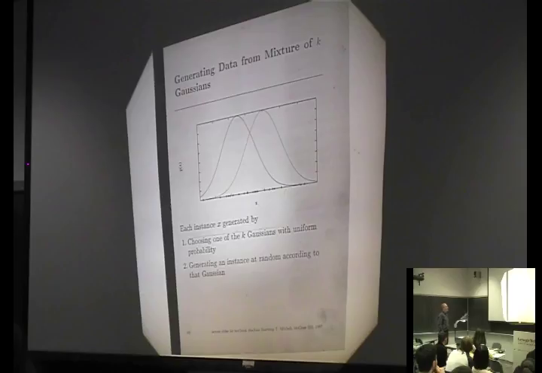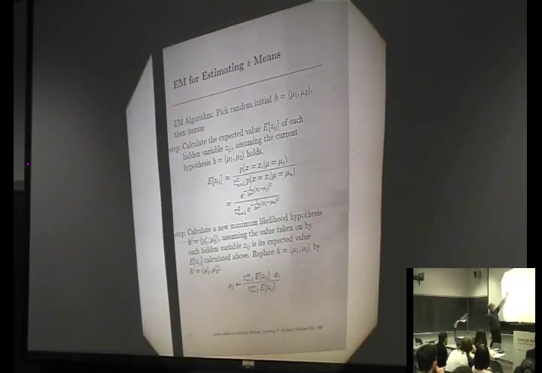A word about why it's called EM. I'm missing the explanation here. It's called EM because it consists of alternating two steps. An E step, oops, the E and the M were just stripped off here and here. Should be E and M.